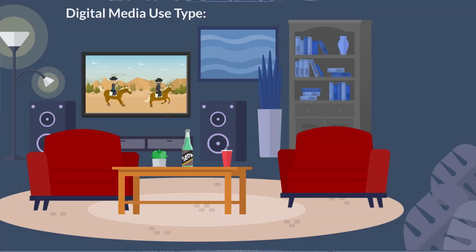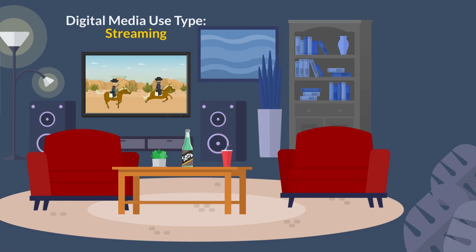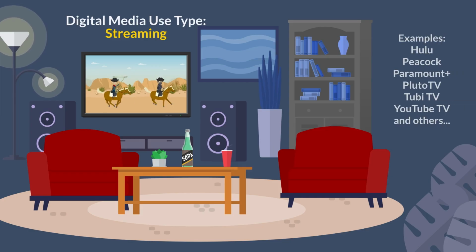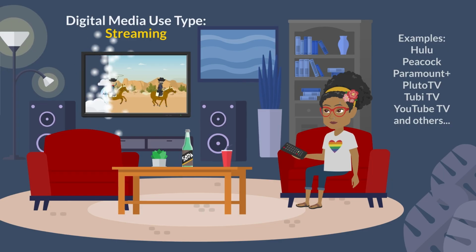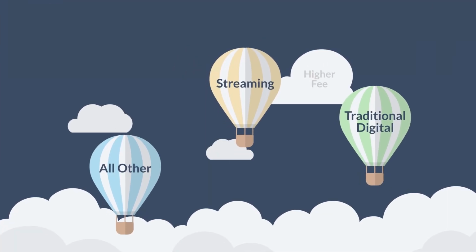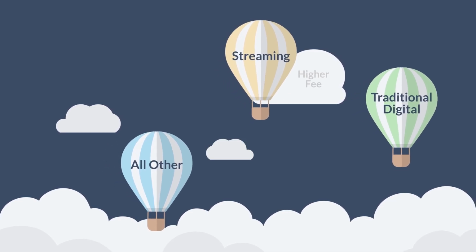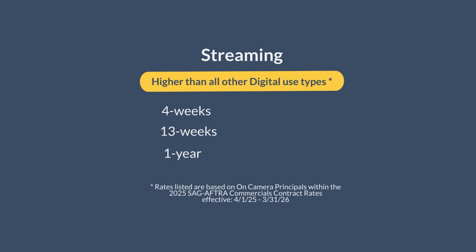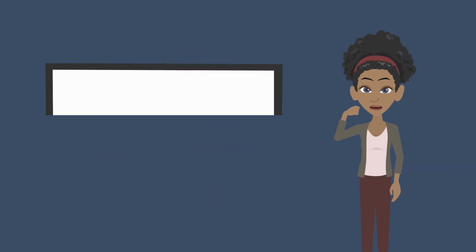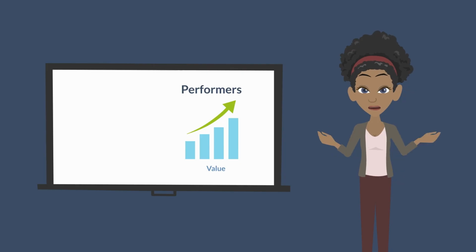The next digital media use type to cover is streaming platforms. These are platforms that provide much of the same type of content as traditional cable or broadcast TV, but via a streaming platform service. Examples include Hulu, Peacock, Paramount+, Pluto TV, Tubi TV, and others. Use on these platforms requires payment of a higher fee than for other traditional digital media types, with rates per cycle of 4 weeks at $1,300, 13 weeks at $3,000, and 1 year at $10,000. This enables performers to better capitalize on the growing value of streaming platforms while maintaining a lower cost category for advertisers and agencies.